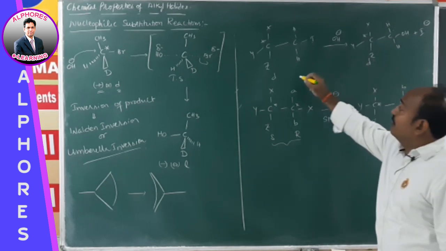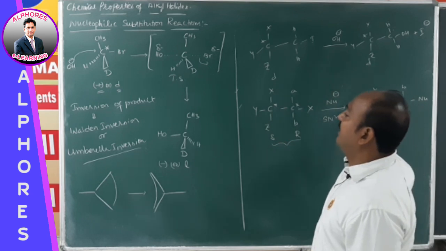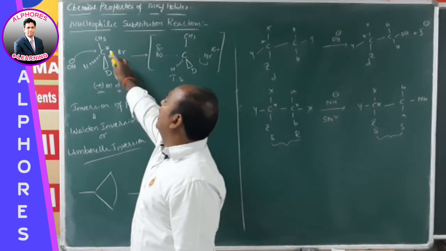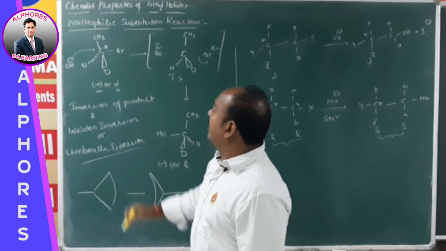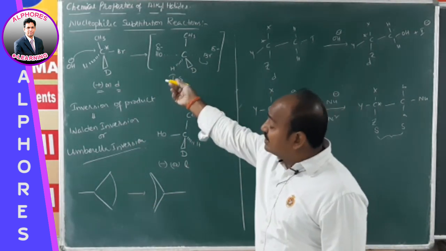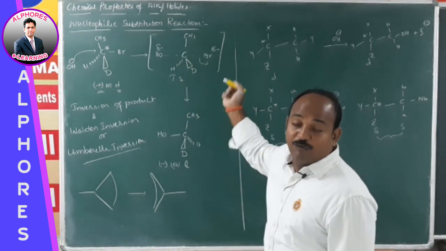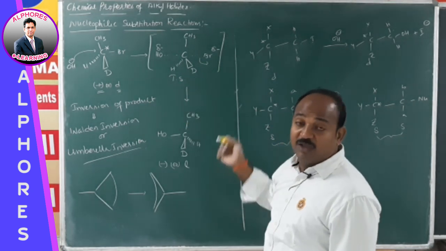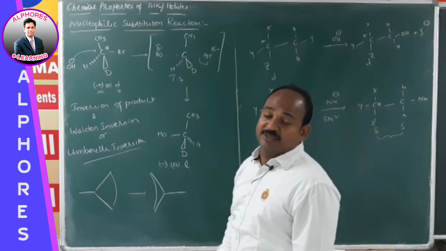So earlier there were 3 cases I used to mention here. First one, if the leaving group containing carbon is chiral, then we can notice inversion of the product, which means if we consider a D compound, then you will get L. If you consider plus, you will get minus. If you consider R, you will get S, like that.